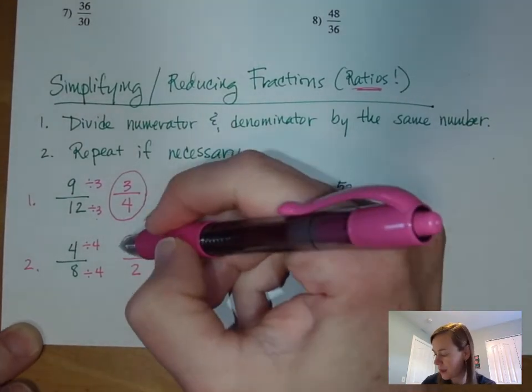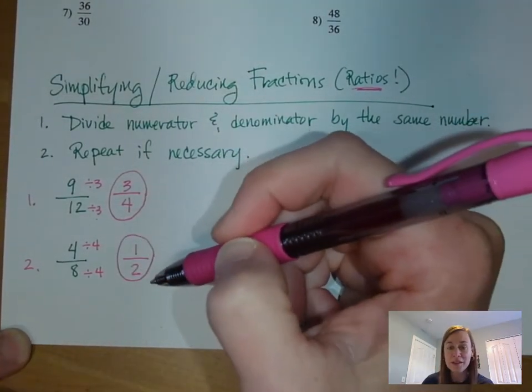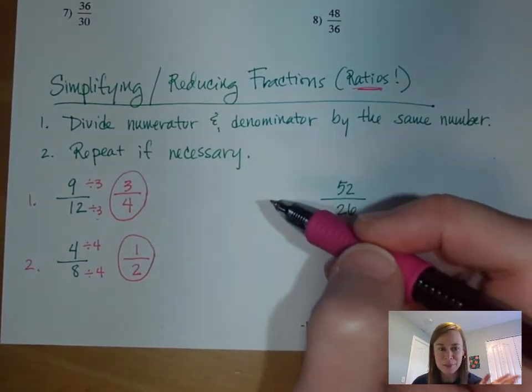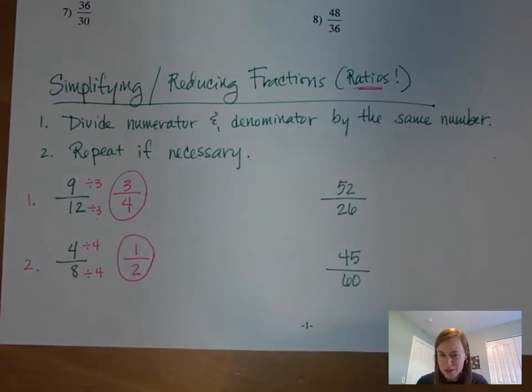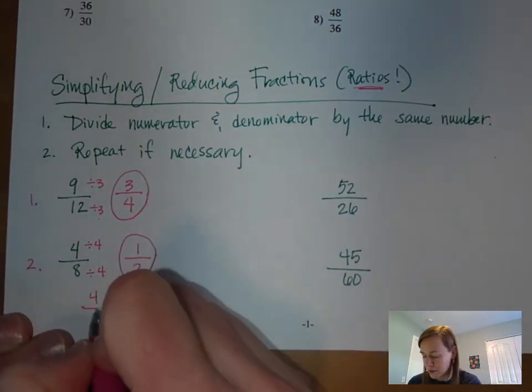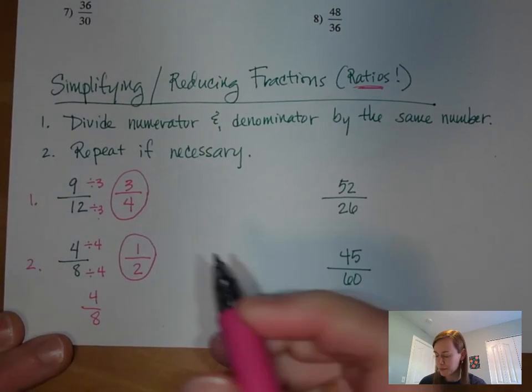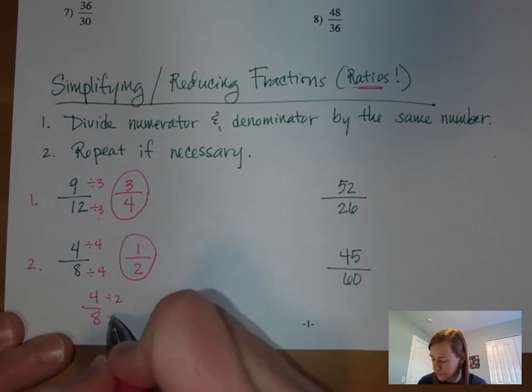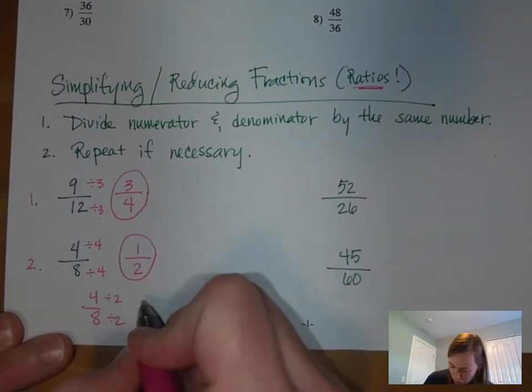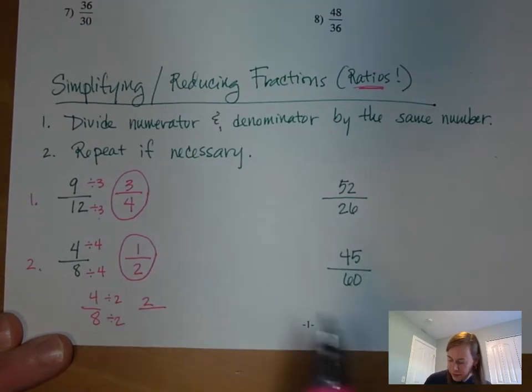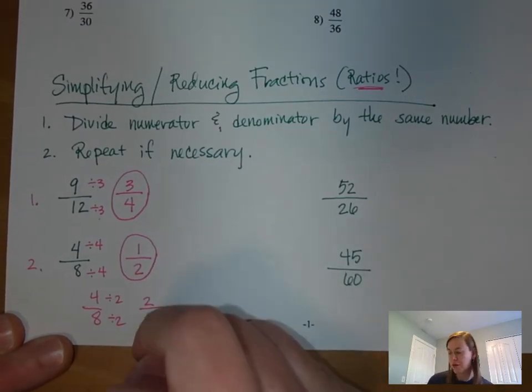Which is fully simplified. Anytime you get one of those numbers down to 1, you know it's definitely fully simplified. Now let's just go ahead and do it the other way too. What if we did everything divided by 2? So I'm rewriting my problem, and let's divide everything by 2. Okay, 4 divided by 2 is 2, and 8 divided by 2 is 4.